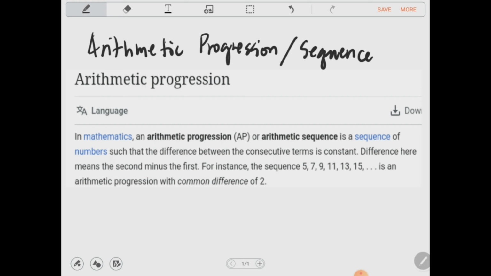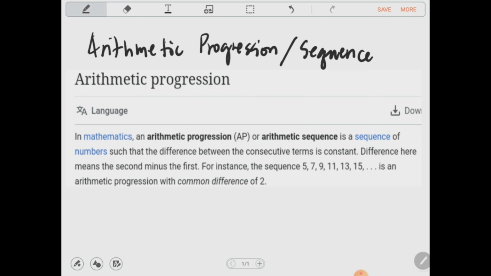It says here, in mathematics, an arithmetic progression or arithmetic sequence is a sequence of numbers such that the difference between the consecutive terms is constant. The difference here means the second minus the first, or you can subtract third minus the second term. It means that you can subtract any consecutive terms, but you have to consider the fact that you can only subtract succeeding term minus the previous term.